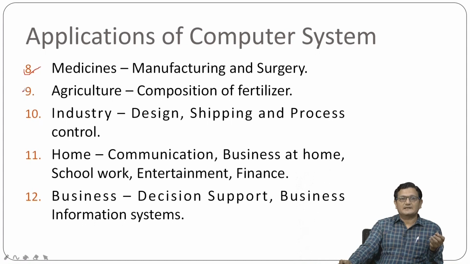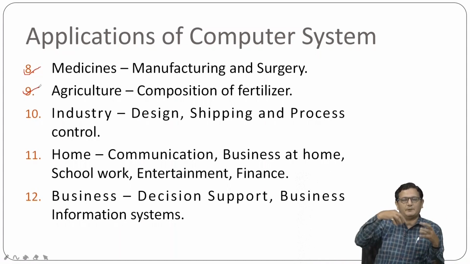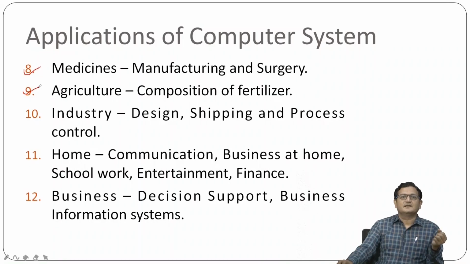In agriculture, suppose you are producing a fertilizer, then what type of components have to be added to make a perfect fertilizer? Obviously it will be computerized. In industry, to design any circuitry or machine, in shipping, in process control, let's suppose if this much temperature is reached, then automatically the cooling system will start. To control that type of thing, again we are using a computer system.